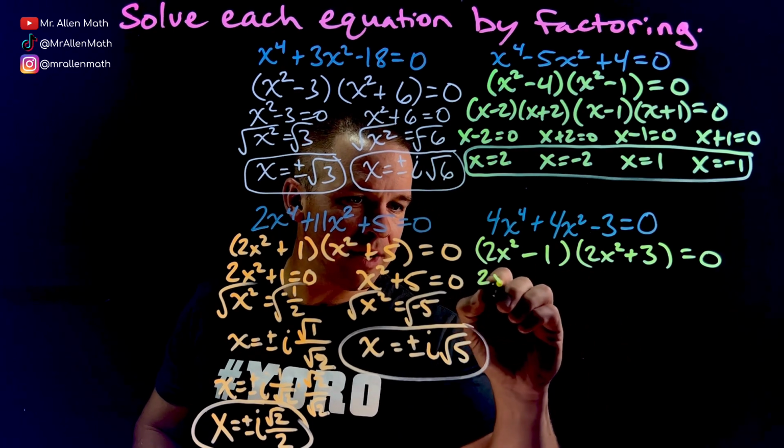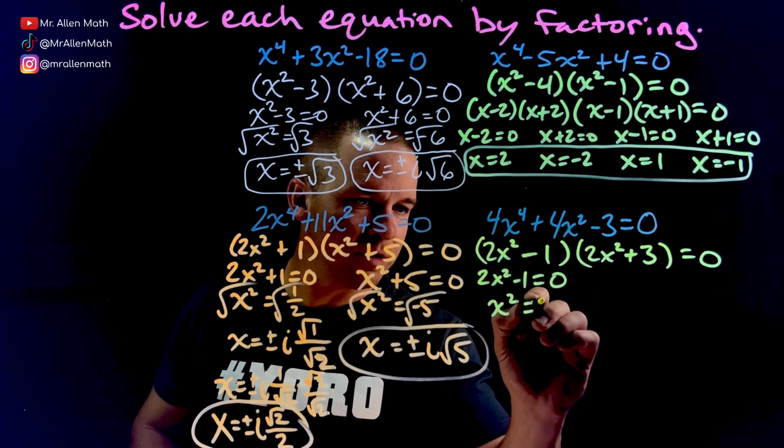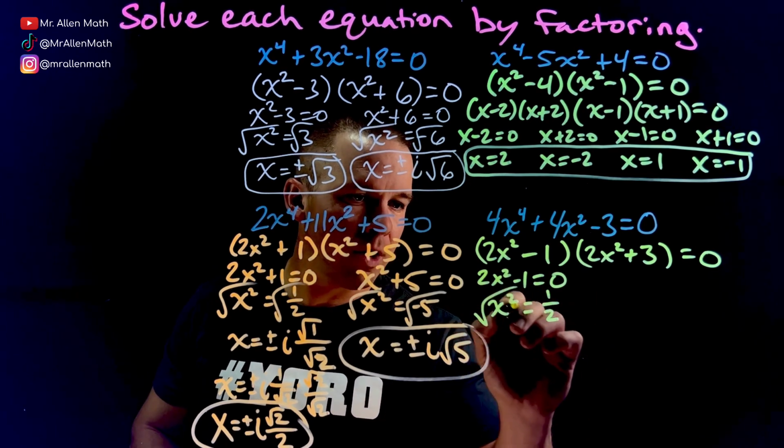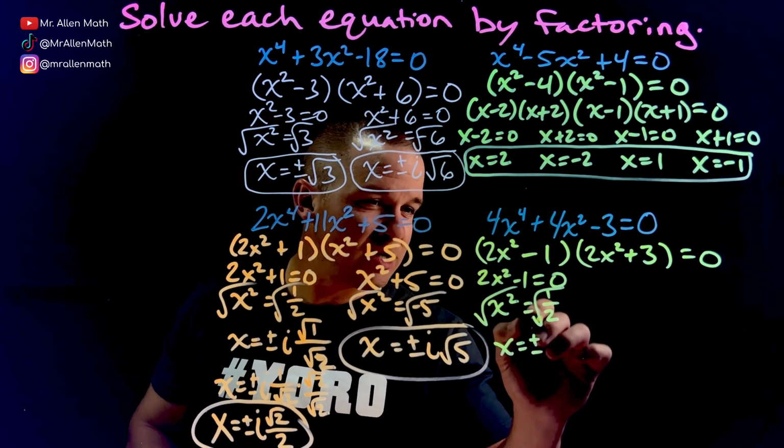So I've got 2x squared minus 1 equals 0. So we got x squared equals positive 1/2. Square root on both sides. I'm going to get x equals plus or minus the square root of 1/2.